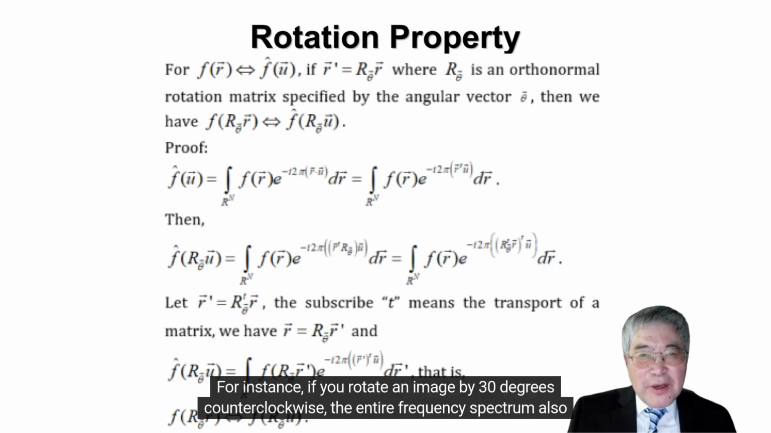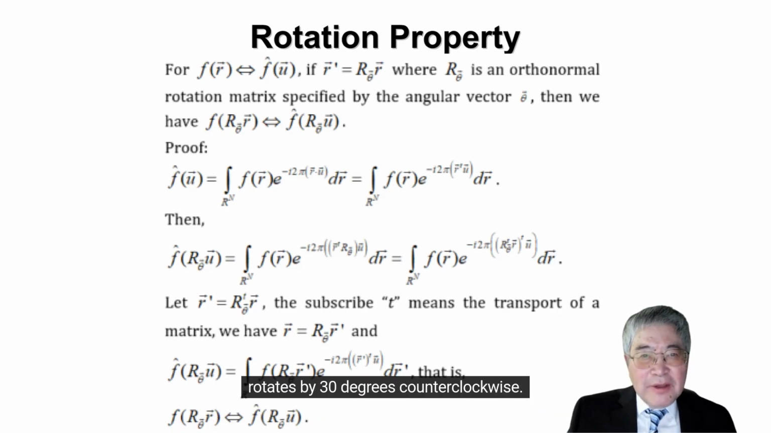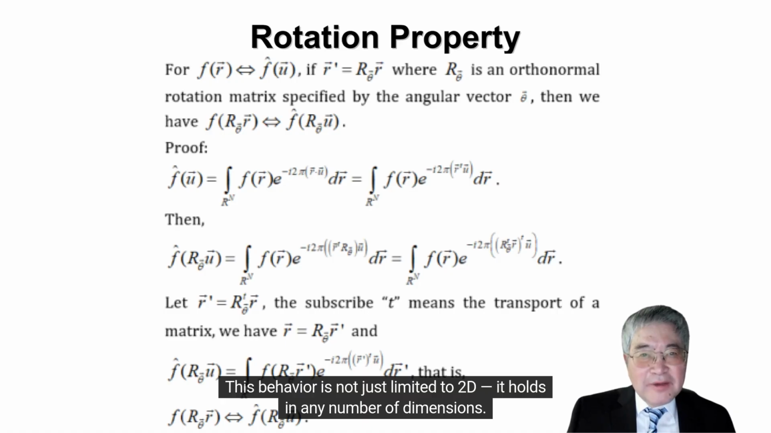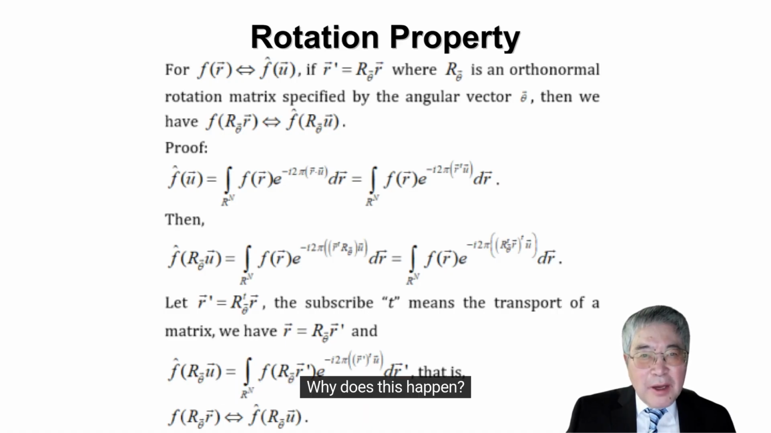For instance, if you rotate an image by 30 degrees counterclockwise, the entire frequency spectrum also rotates by 30 degrees counterclockwise. The shape and the distribution of frequencies remain the same, just oriented differently. This behavior is not just limited to 2D, it holds in any number of dimensions. Why does this happen?